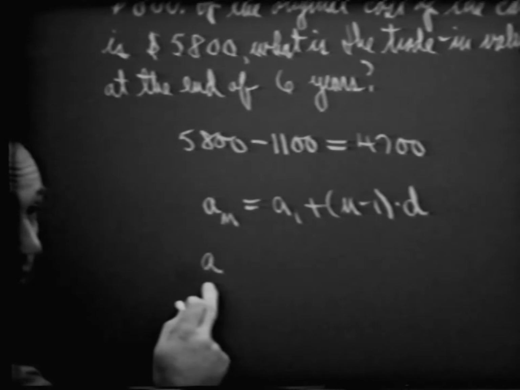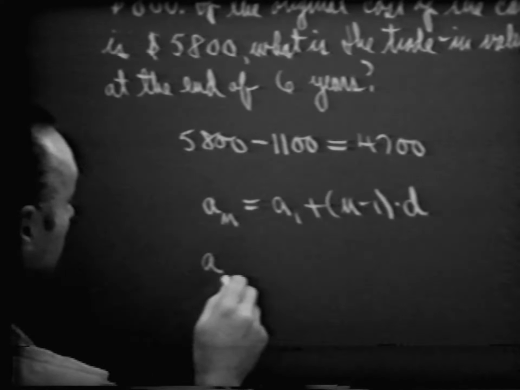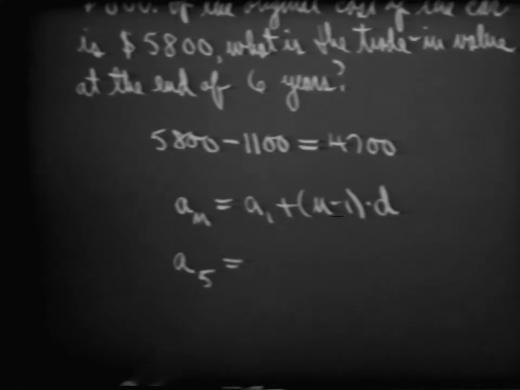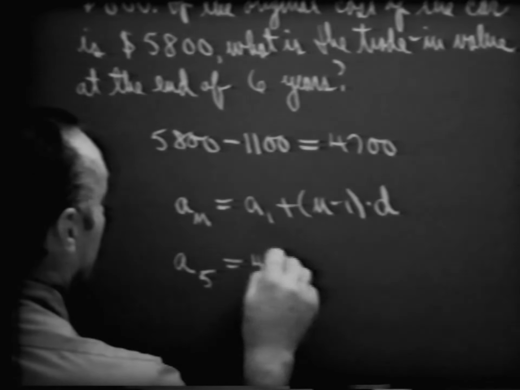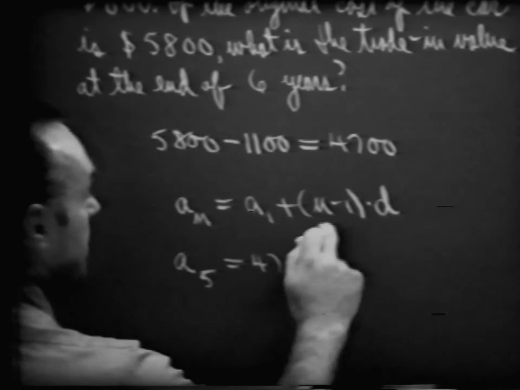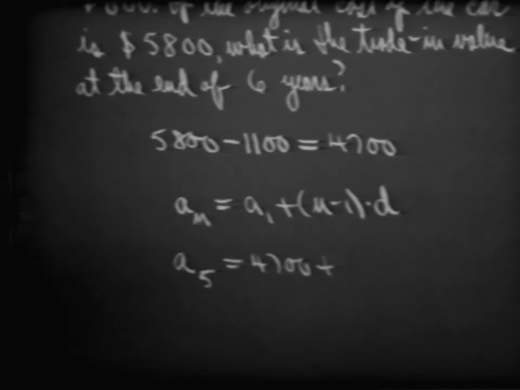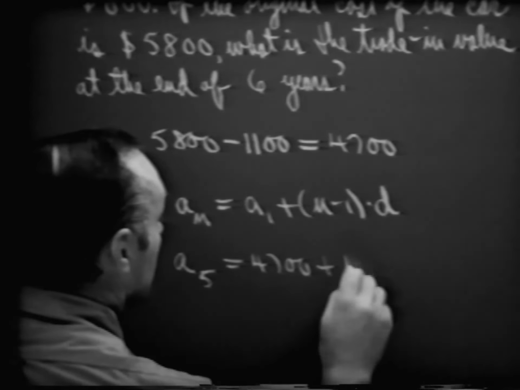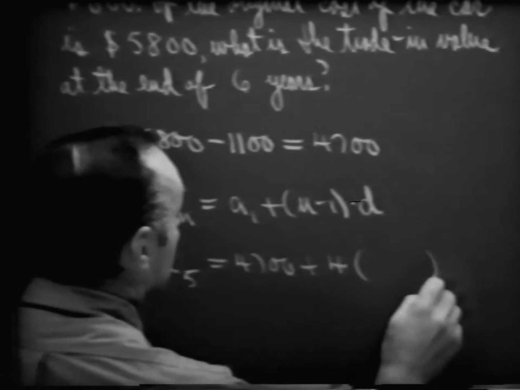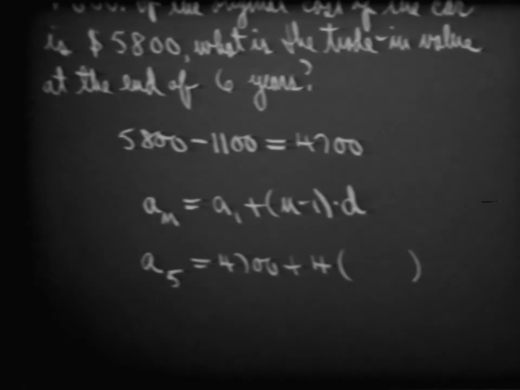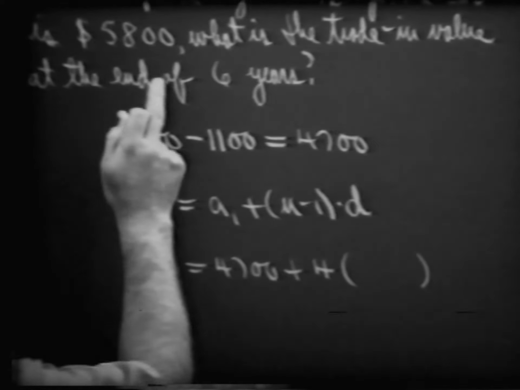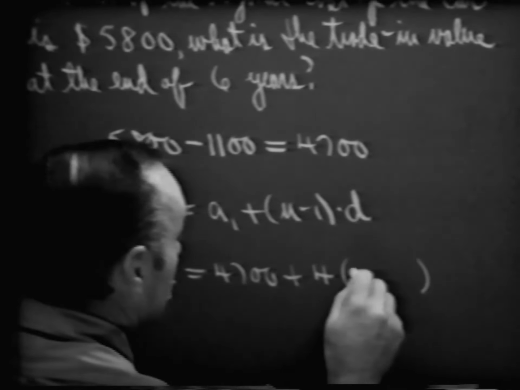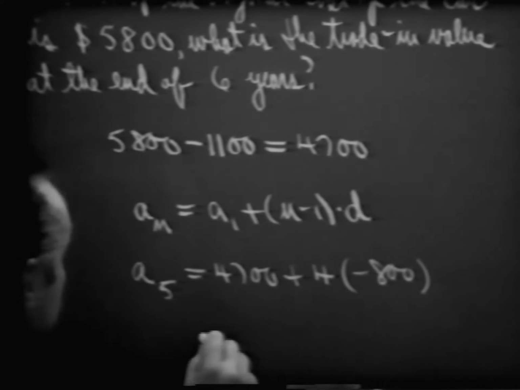All right, in which we are now looking for what? a sub 5, in which a sub 1 now happens to be what number? 4,700, all right, plus n minus 1, where n is what number? n is 5, so n minus 1 must be 4, times this common difference, which is what number? Well, I think because it's decreasing, we should think of it as negative 800. Okay. Now let's see where this leads us.